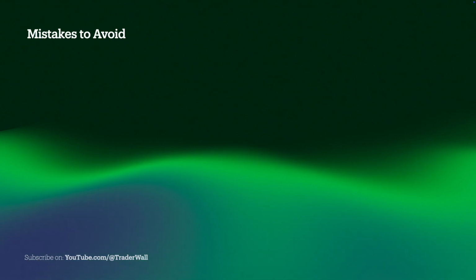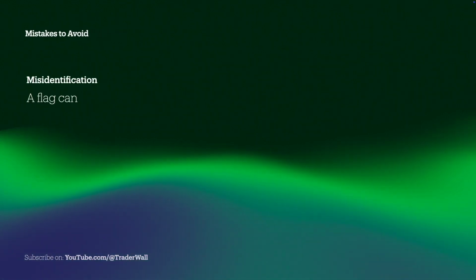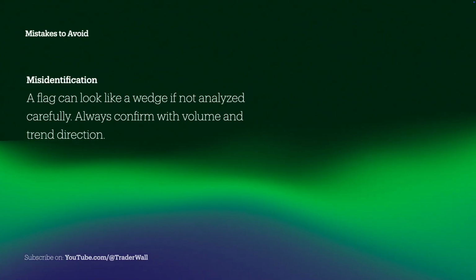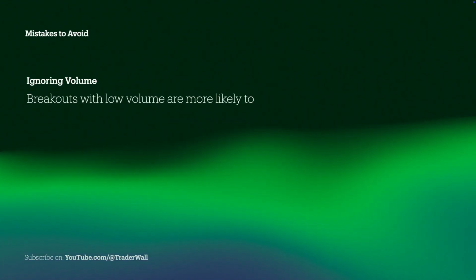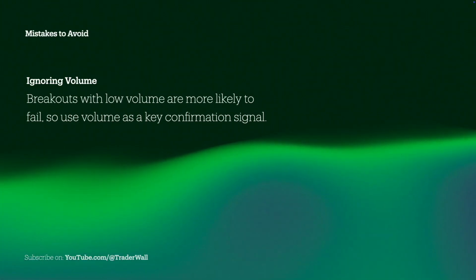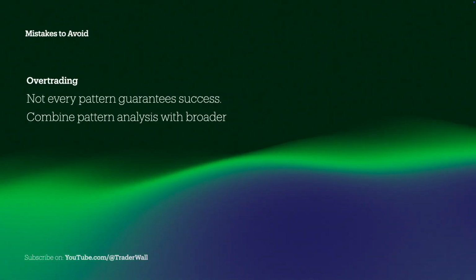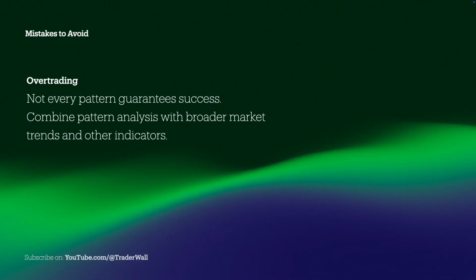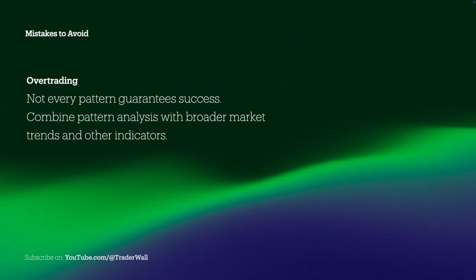Mistakes to avoid. Misidentification. A flag can look like a wedge if not analyzed carefully. Always confirm with volume and trend direction. Ignoring volume. Breakouts with low volume are more likely to fail, so use volume as a key confirmation signal. Overtrading. Not every pattern guarantees success. Combine pattern analysis with broader market trends and other indicators.